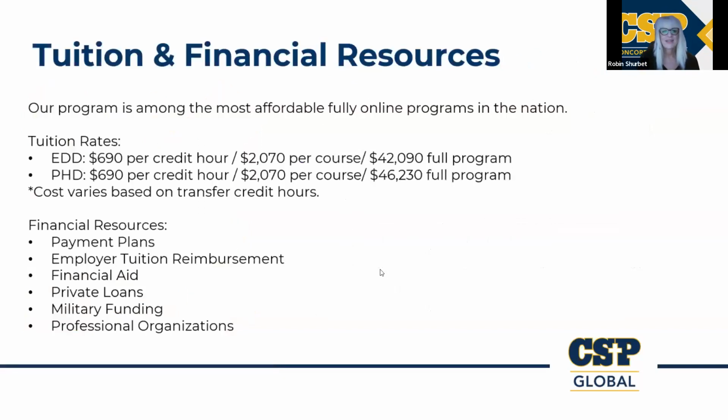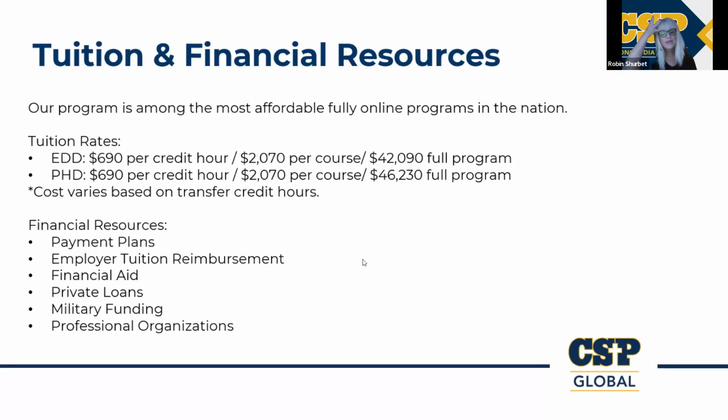All right. So tuition and financial resources. Let's talk about tuition. We know it's important. We happen to be among the most affordable fully online programs in the nation. Our per credit hour is $690. Per class, it comes to roughly $2,070 for the EdD. If you didn't transfer in any credit hours, the full program would be roughly $42,090.